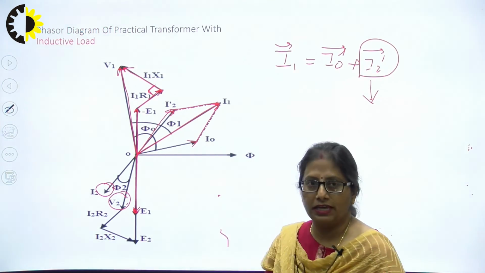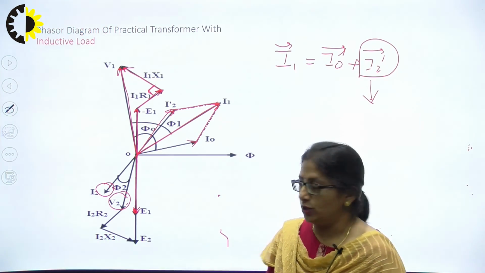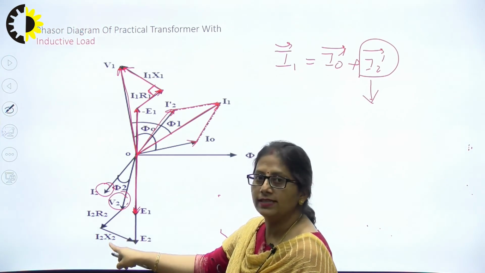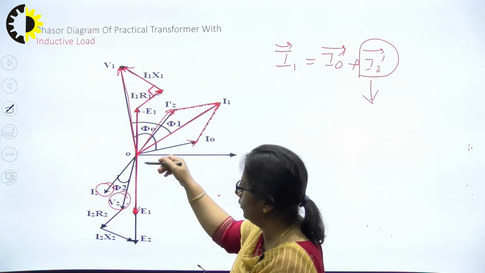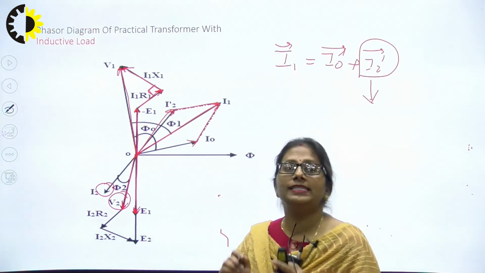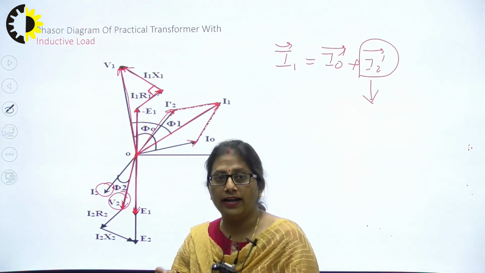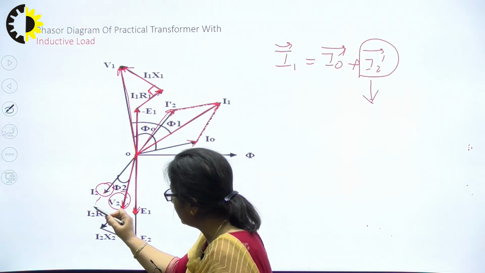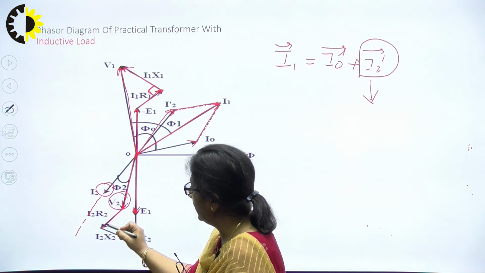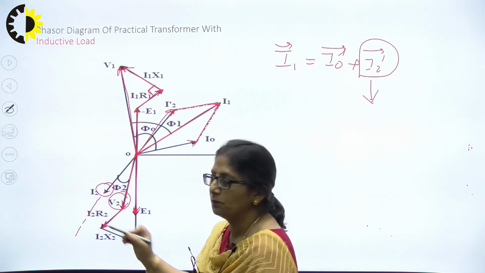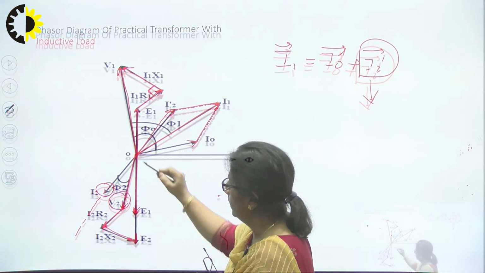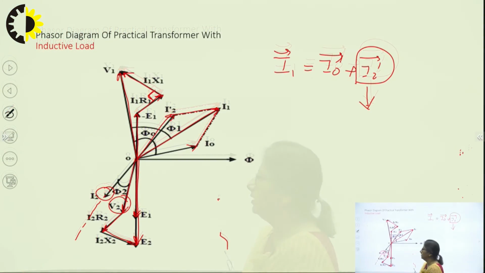Once again coming to the secondary, what was the relation? E2 is equal to V2 plus I2R2 plus I2X2. V2 is already there, we have already plotted V2. Then I2R2 has to be in the same phase as that of I2. So just extend this line. I'll be drawing a line which is in phase with I2, a parallel line to I2. Then at 90 degree, I'll have I2X2. This complete phasor will then be E2.